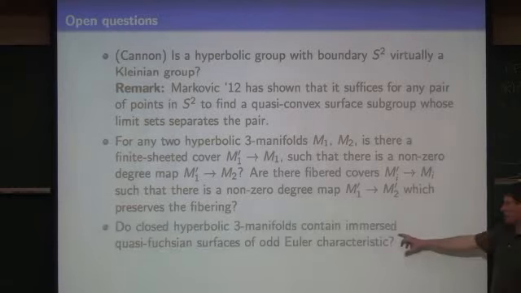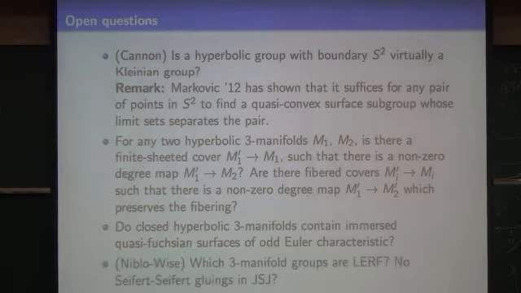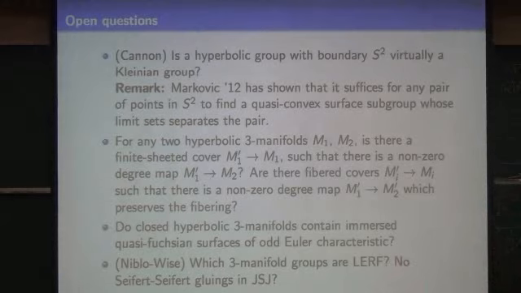Here's a weird question. Do hyperbolic 3-manifolds contain an immersed quasi-Fuchsian surface of odd Euler characteristic? A closed surface. Kahn-Markovich produced orientable surfaces. This would have to be non-orientable. This came up in some question I was thinking about. And then Nibble and Wise ask which 3-manifold groups are LERF. They conjecture that it's LERF if and only if there's no Seifert to Seifert gluing in the JSJ decomposition. So every Seifert piece has to be adjacent to some hyperbolic piece in the JSJ decomposition, if you're familiar with that. So those are some interesting questions that are still left unresolved.